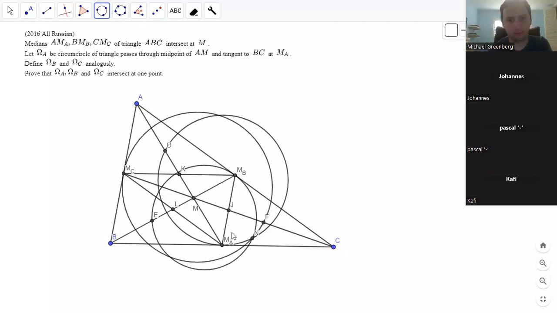So yeah, let's see if we can show that MAMBF, MAMCE, and MBMCD concur. If we reflect everything over M, then it's just the Poncelet point of A, B, M, C. Okay, A, B, C, and M? Yeah. Okay.